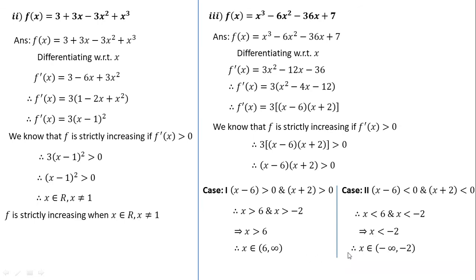So there are two intervals. So you can write the final answer as f is strictly increasing when x belongs to the interval minus infinity to minus 2 union 6 to infinity.